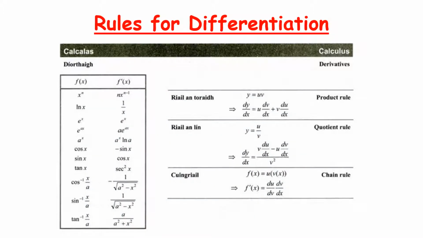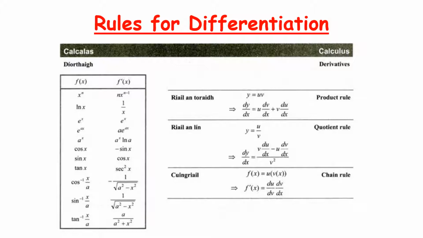So now I'm going to show you quickly the page that we need to look at. So it's page 25 in your log tables. And this is going to be what we're going to focus on in this video. It is our basic rules for differentiation.